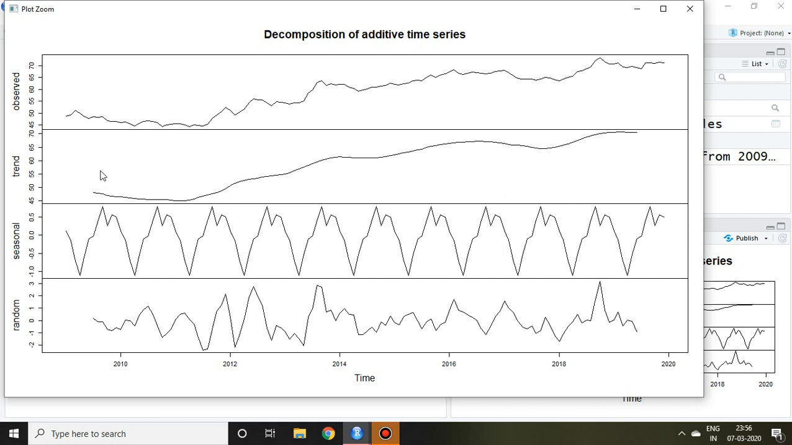So this trend discusses whether the series has trend or not. Similarly, this seasonal talks about whether the series has seasonal effect or not. And finally, this random is nothing but irregular variation. It means in any particular variable or series, whether there is irregular variation or not.